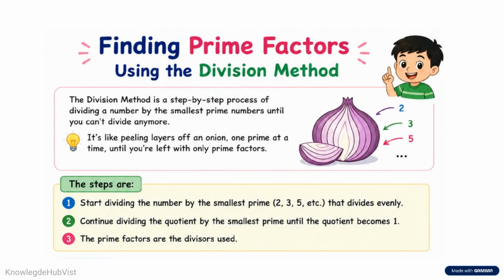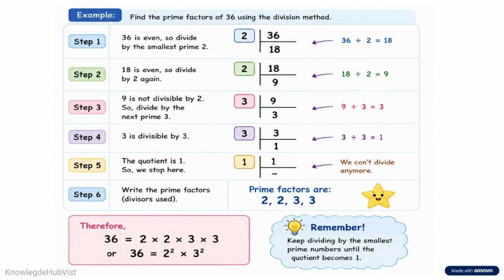Think of the division method like peeling an onion, one layer at a time, until you are left with only the core prime factors. For the number 36, since 36 is an even number, divide it by the smallest prime number 2. The quotient is 18, which is also even. Divide it by 2 again. The quotient is 9, which is not divisible by 2, so divide it by the next prime number, 3.